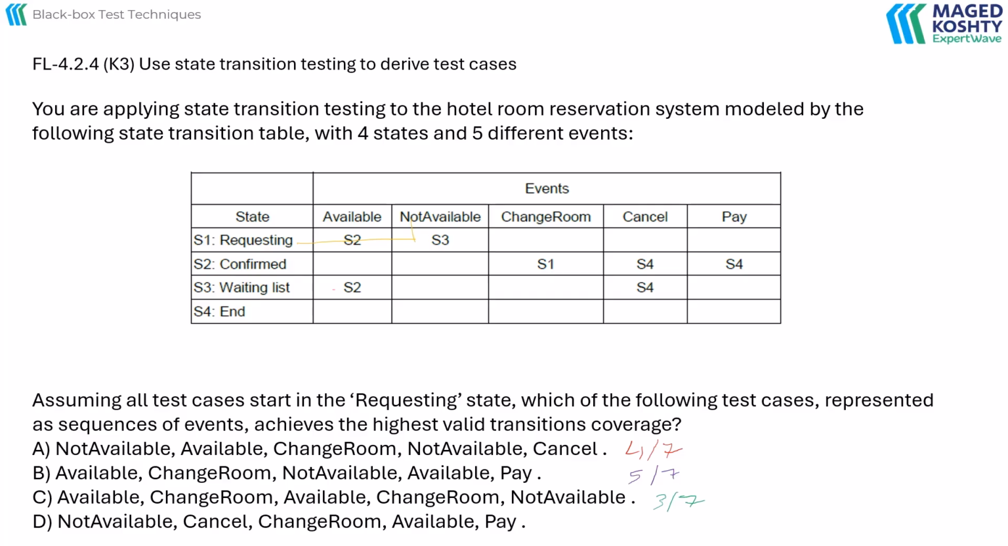D: S1 not available leads to S3. S3 cancel leads to S4. S4 change room doesn't lead to anything. Invalid test case. So option B is the test case with the highest valid coverage.